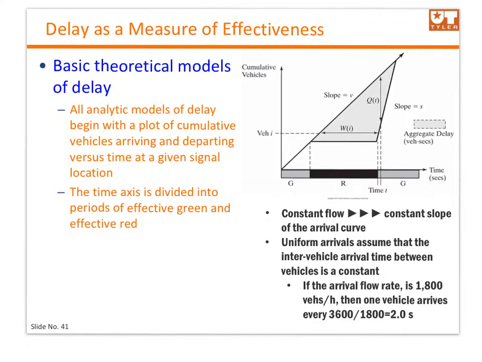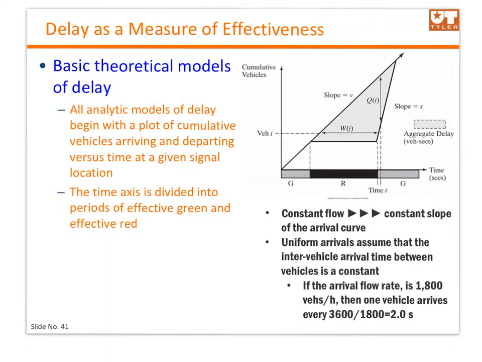So if we're having a constant flow like this line here, that means it's a constant slope of the arrival curve, while uniform arrivals assume that the inter-vehicle arrival time between vehicles is constant. So what does that imply? That if the arrival flow rate, for example, is 1800 vehicles per hour, then one vehicle arrives every 3600 over 1800, and that would be every 2 seconds. Every 2 seconds we're going to have one vehicle arriving.